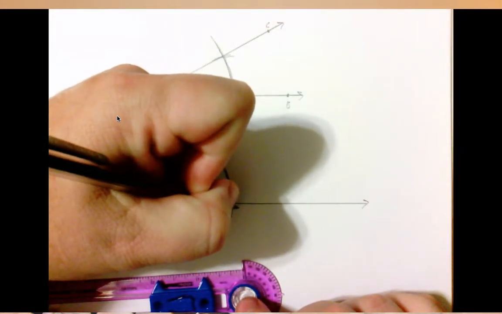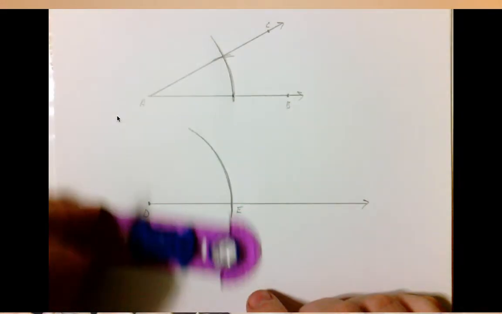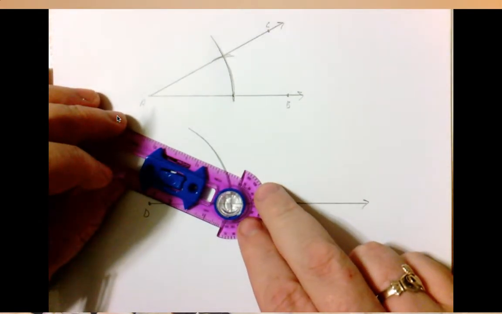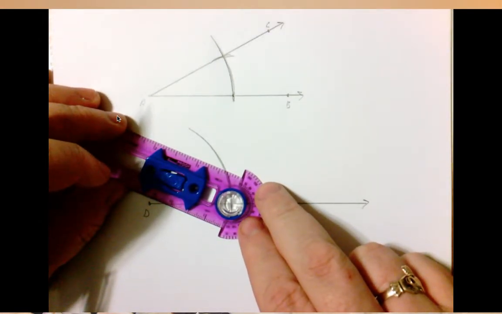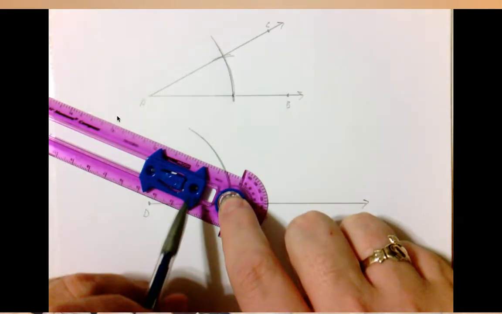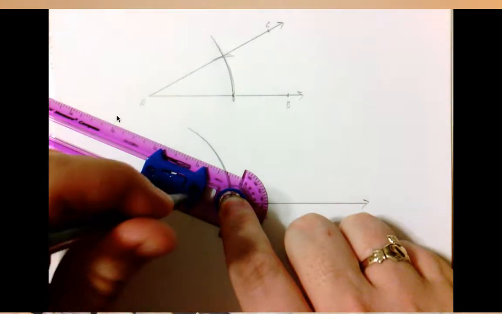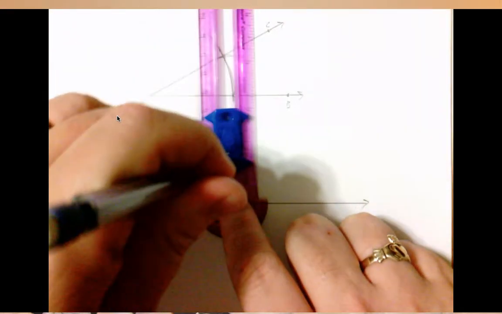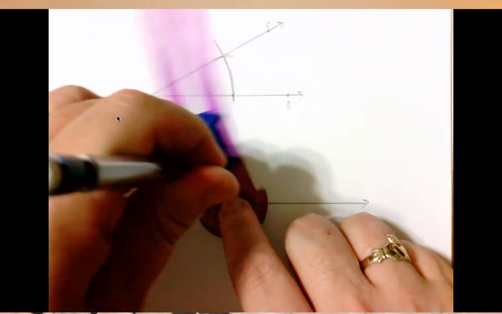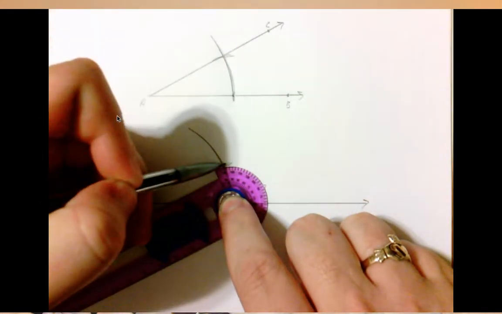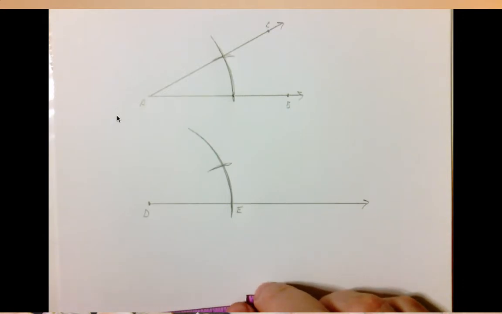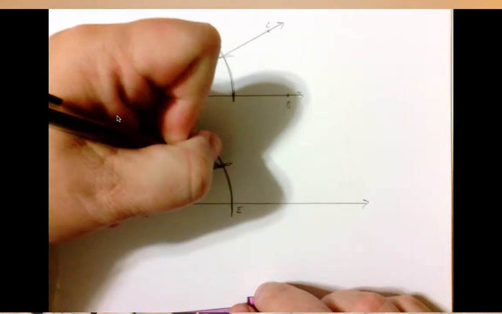So now I come down here to where the arc is intersecting the ray DE. I'm going to put my crosshairs here on point E. And again, remembering which hole we used, set the arc, and note that this point here we'll call point F.